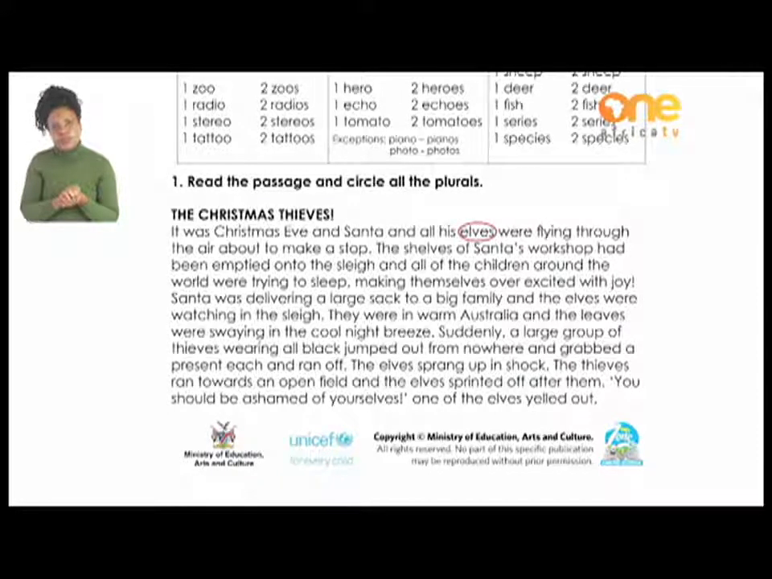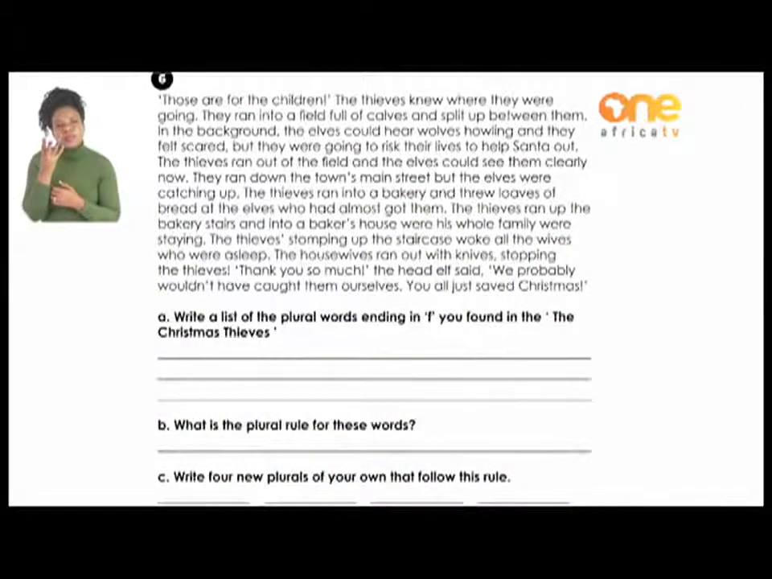So we're going to end there. Now we turn to page 6 and look at the questions. A, write a list of all the plural words ending in F you found in The Christmas Thieves. B, what is the plural rule for these words? C, write 4 new plurals of your own that follow this rule. So this means you go back to the block on page 5.